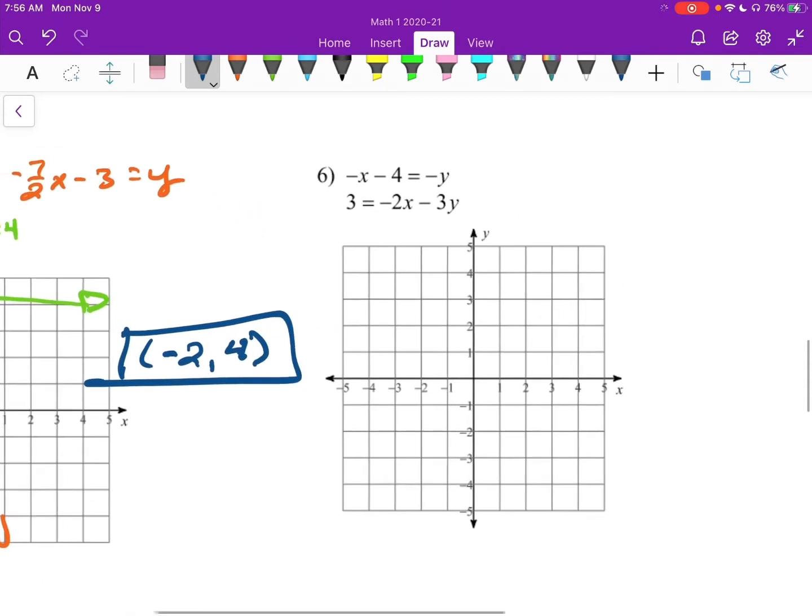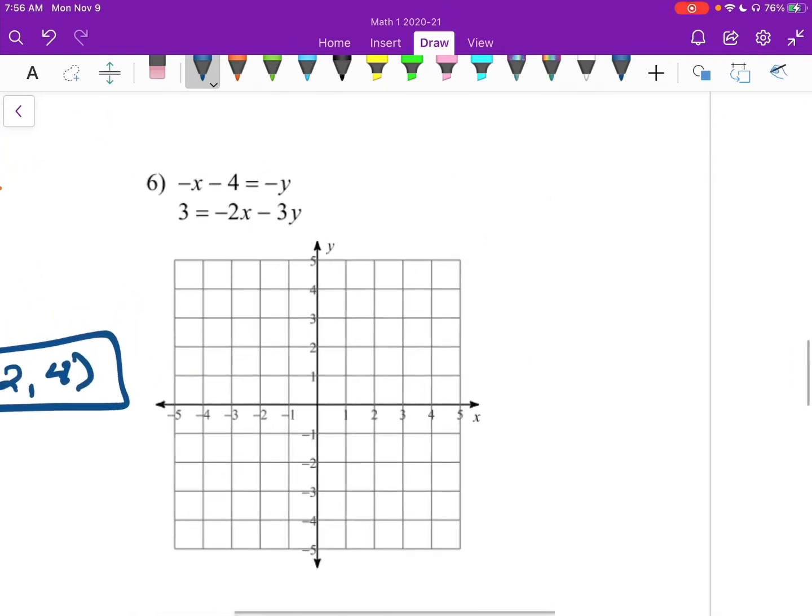All right, number 6. Well, the first one looks pretty easy. We've already got our y by itself. Let's just multiply by -1. We get x plus 4 equals y. That's pretty easy. My intercept is at 4. My slope is positive 1, so I want to go up 1 over 1, but I'm really going to have to go down 1, left 1 on some. So down 1, left 1.